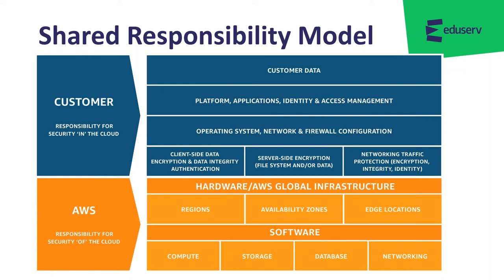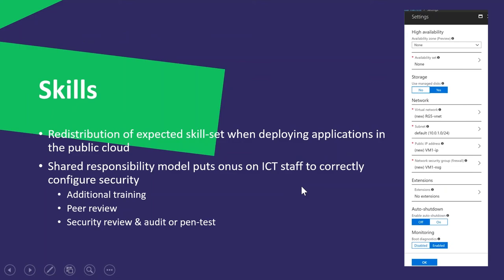Not to create undue concern, but essentially the requirement is to make sure that the skill set exists within your organization to adequately secure the services that you're using. And we talked about redistribution of skills and shared responsibility. I think that can be dealt with through additional training, but also peer review. Obviously there will be people in the organization with a better understanding of some things than others. Whilst you're in perhaps a transitionary phase, make sure that the team works together to identify the most secure way of deploying something. And then regular security reviews, audits, penetration tests, et cetera, are advisable just to make sure that what has actually been deployed has been done so in the appropriate way.